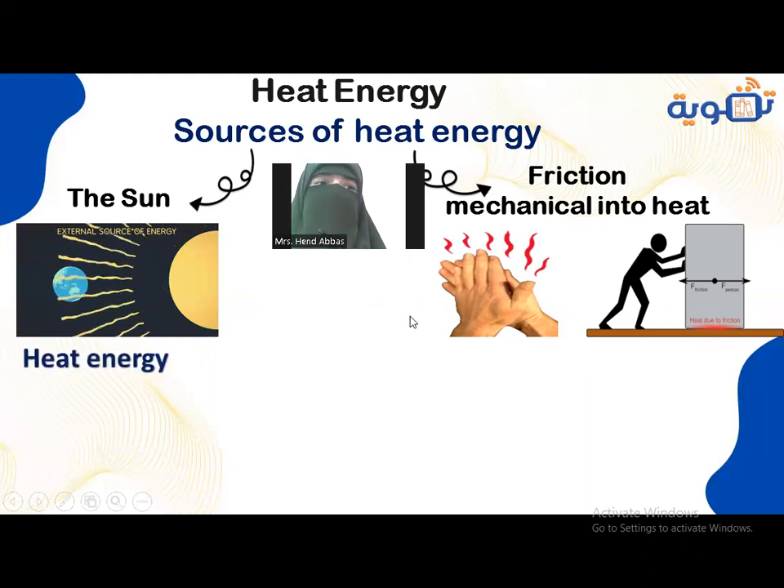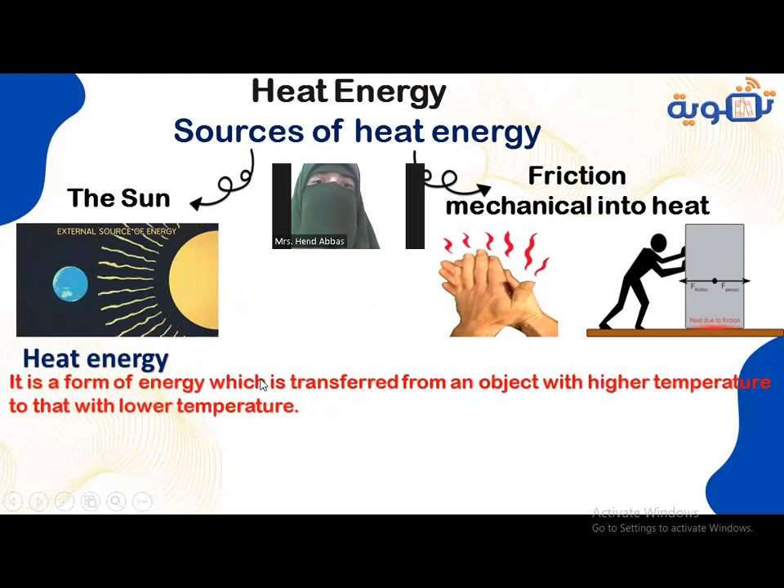So what is heat energy? Heat is a form of energy which is transferred from the object of higher temperature to the object of lower temperature. Imagine we have two solid objects, A and B. A is 80 degrees Celsius, B is 50 degrees Celsius. The heat will transfer from A to B, from the object of higher temperature to the object of lower temperature.